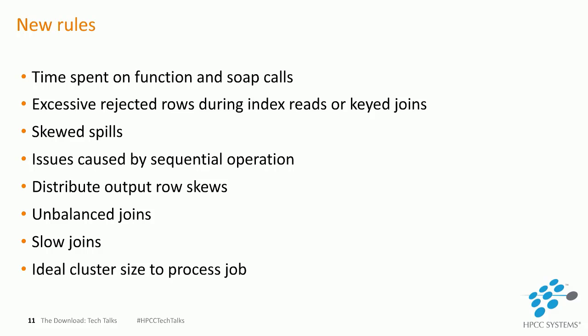Ideal cluster size to process a job. Traditional HPCC deployments on bare metal have been fixed size clusters. The users could at best select from a small number of fixed size clusters, say 16 node, 64 node, 400 node cluster. So it wasn't very difficult to decide which cluster to run the job on. You choose based on how big your data set is or how quickly you want the job to run.